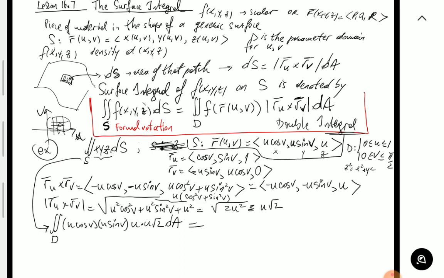Now, because the domain of integration is a rectangle, we can integrate in any order we want. For example, with u on the outside and v on the inside. And let's actually simplify this. We have u to the power 4, sine of v, cosine of v. There's also a square root of 2, which I can pull out, and then dv du. Because this is the product of functions in u and v, this splits into a product of integrals, and because we have constant bounds as well.